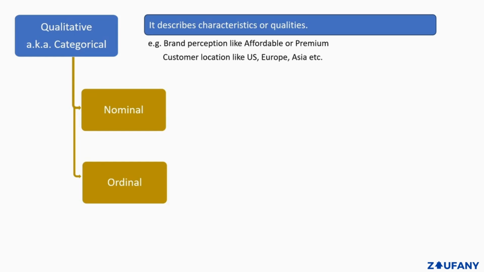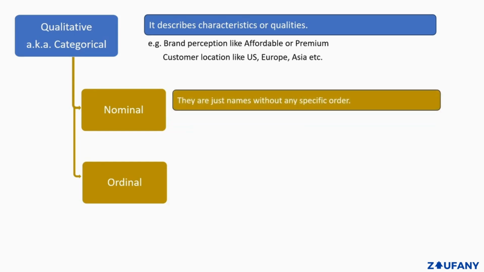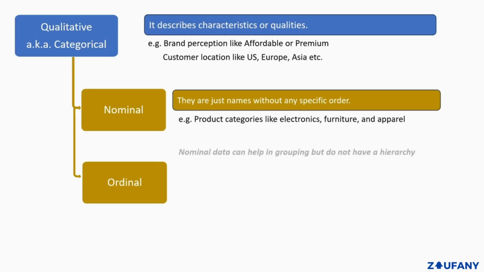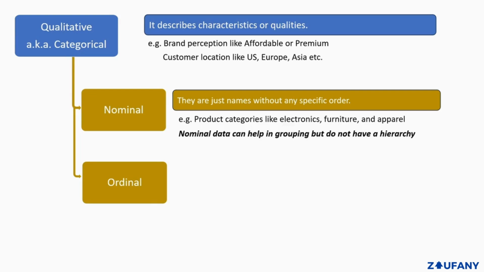Nominal data are essentially just names. This data does not have any specific order. For example, the different product categories in a local store, like electronics, furnitures, and apparels. These categories help in grouping, but they do not have any hierarchy in them.